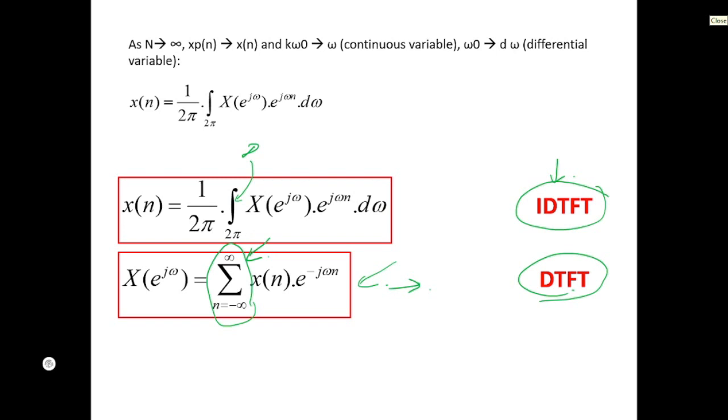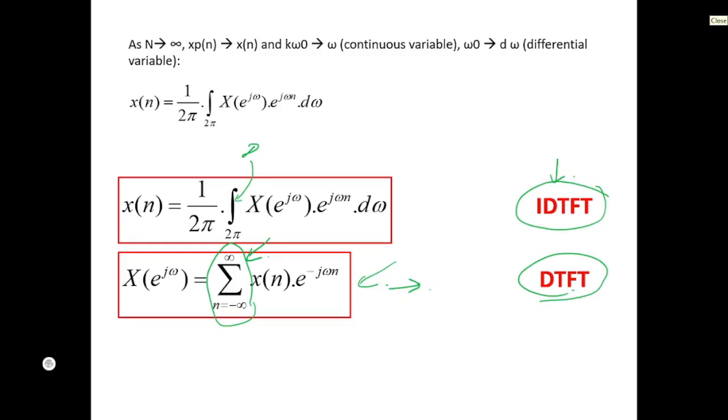This is one of the basic questions which is quite often asked in interviews and in vivas. Why can you not use the discrete time Fourier transform for handling digital signals? And this is the main reason.